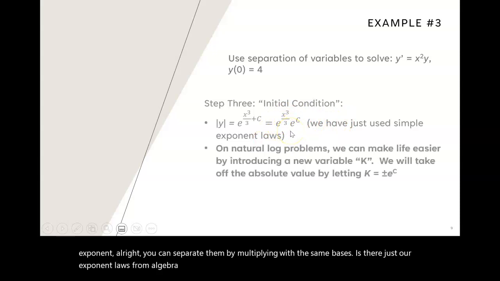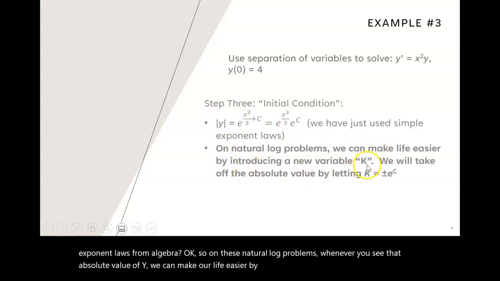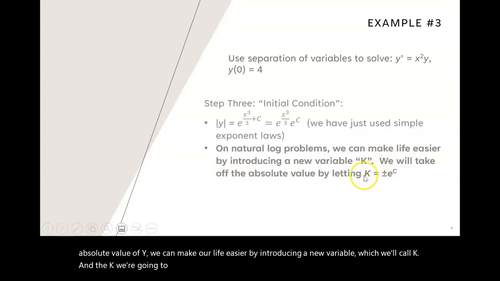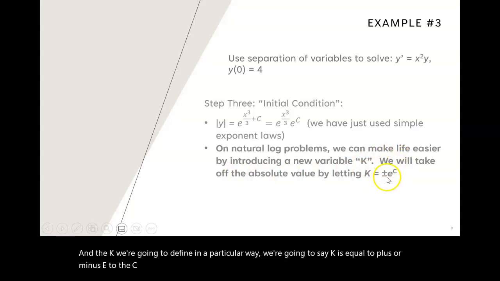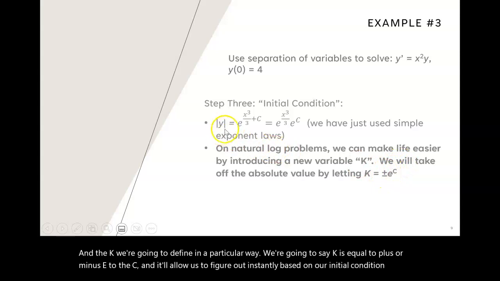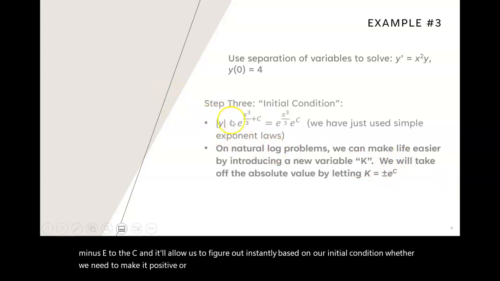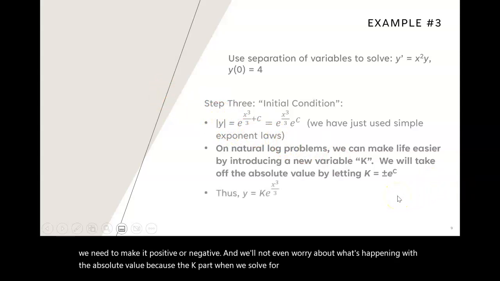Okay, and so on these natural log problems, whenever you see that absolute value of y, we can make our life easier by introducing a new variable which we'll call k. And the k we're going to define in a particular way. We're going to say k is equal to plus or minus e to the c. And it'll allow us to figure out instantly based on our initial condition whether we need to make it positive or negative. And we'll not even worry about what's happening with the absolute value because the k part when we solve for k would automatically take care of that.